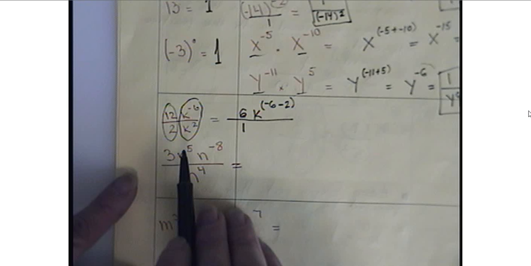And this will be equal to, now we're going to flip those. So we write 6 and 1. We don't change those because they don't have negative exponents. The only one that has a negative exponent is this, and we have to move it down, and we change it to k to the positive 8. And that will be the final answer.